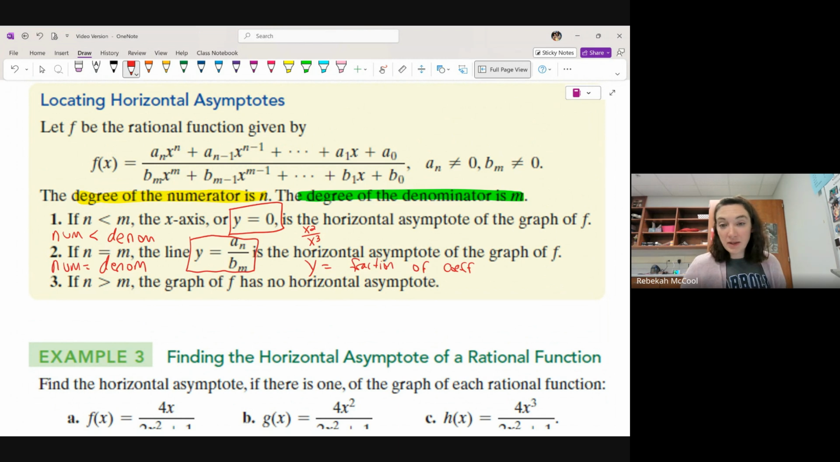Now, these all, again, need to be labeled properly. So these will all be y equals, being horizontal lines and running into the y-axis. So it's going to be a fraction of the coefficients. Now, if the numerator is greater than the denominator, there's not going to be a horizontal asymptote. There is going to be something else happening, and we'll see that in a minute, but it's not going to be horizontal. It's going to end up being kind of crooked.